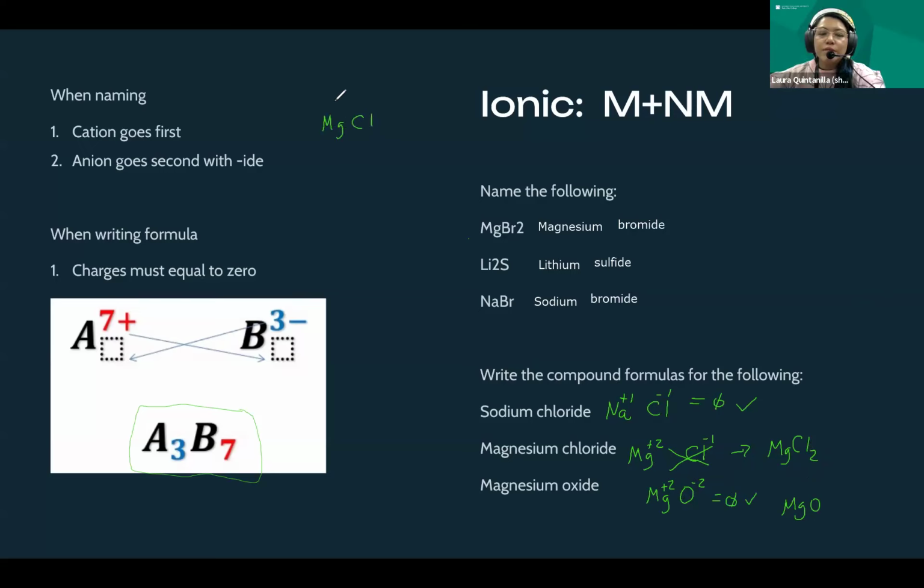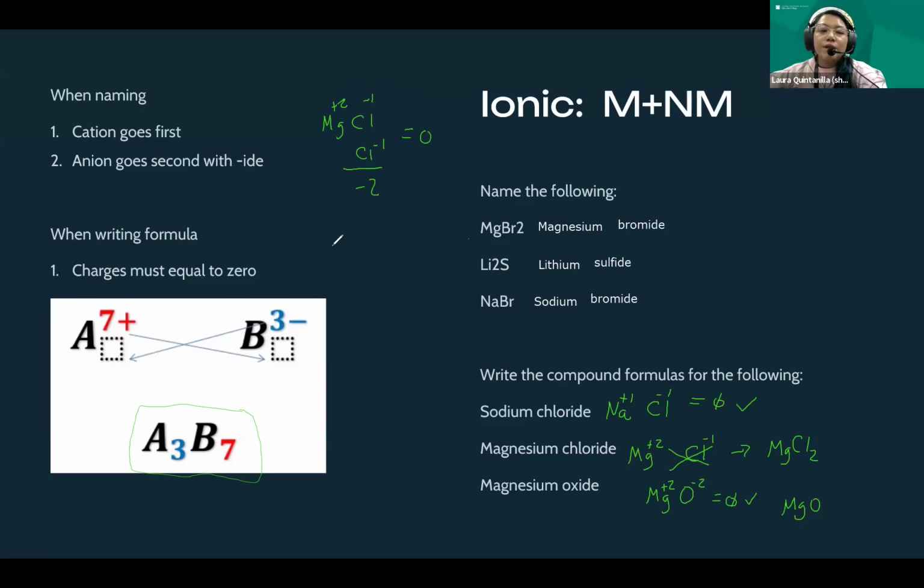Okay, so we said magnesium was a +2 and chlorine is a -1. So basically it's asking, well, how many more chlorines do I need for us to equal 0? So if this is +2, I need to have a complete charge of -2 on the right side. So that means I just need one more chlorine.